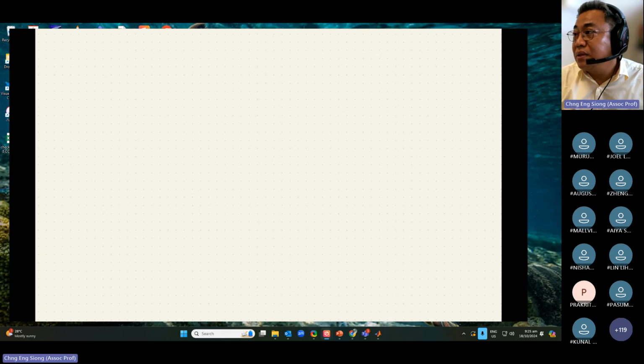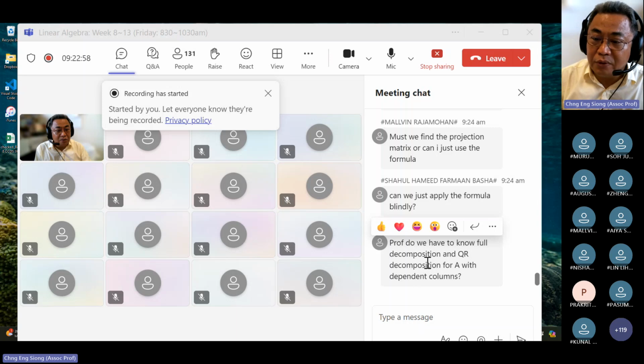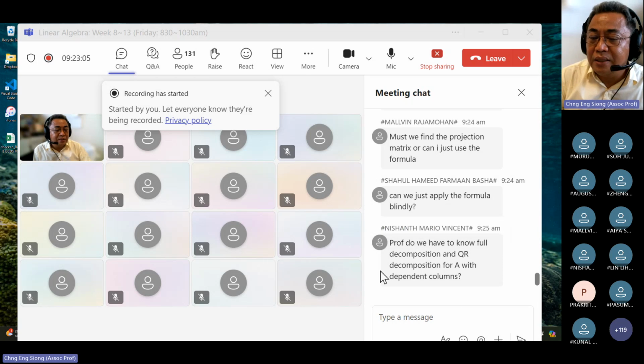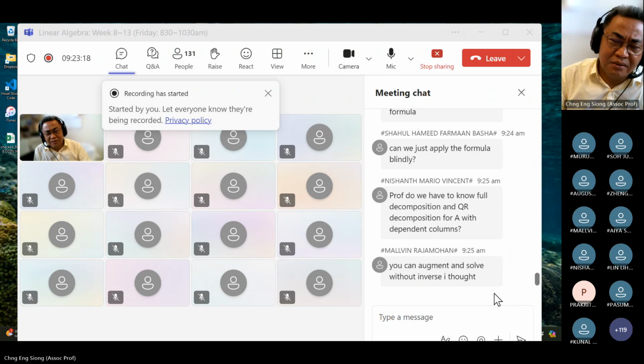How do we know? I'll show you what I'm reading. Okay, how do we know? We have to know the full decomposition, QR. Okay, I can't answer such questions like this because we have already shown you different slides. And yeah, you can augment and solve without the inverse. I don't know.